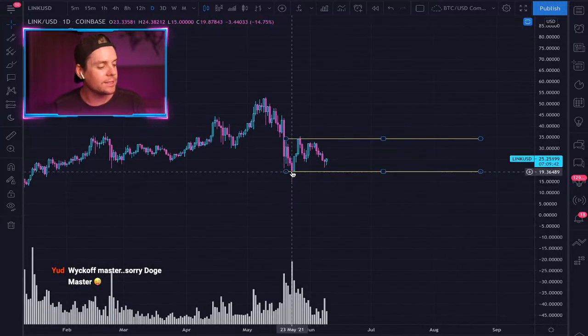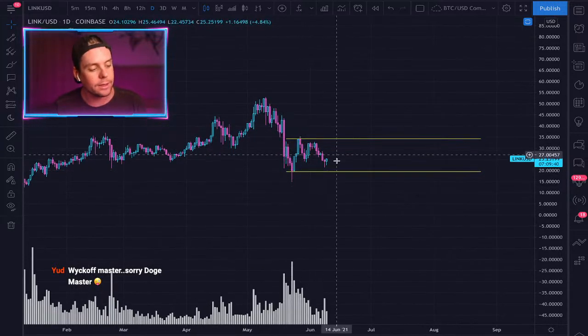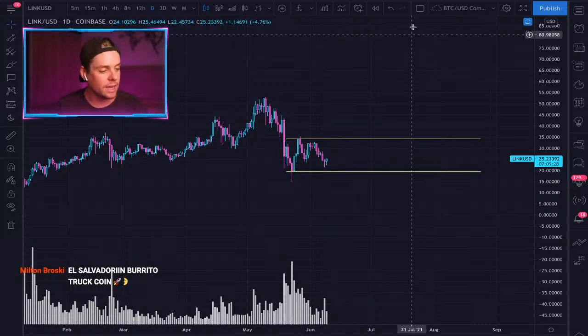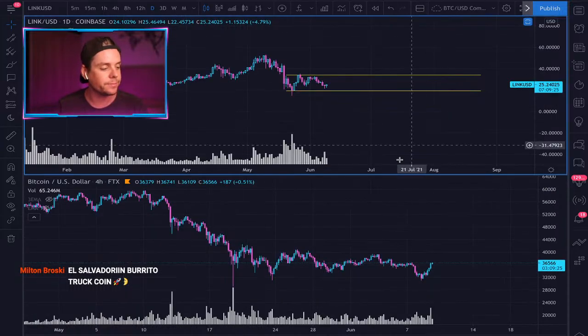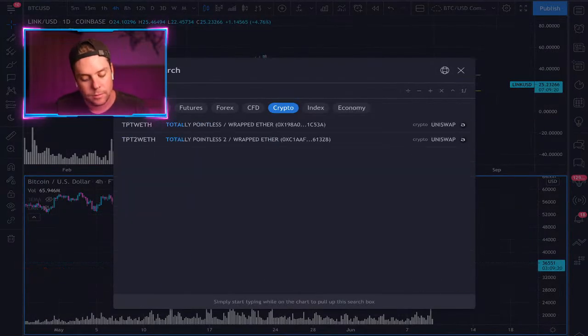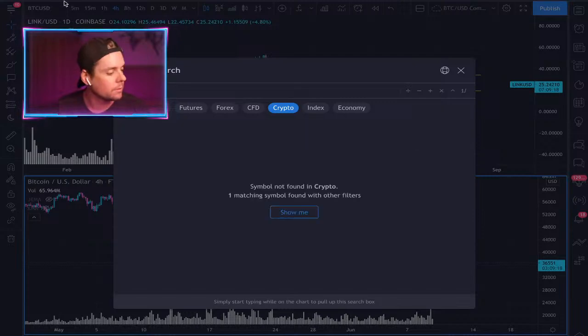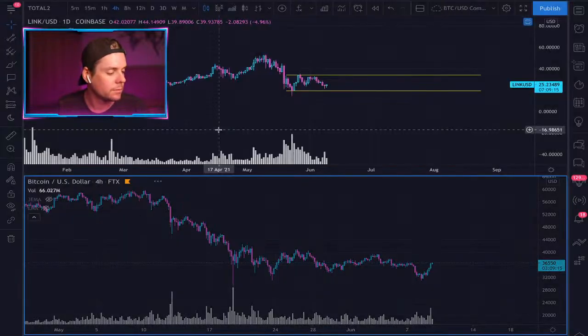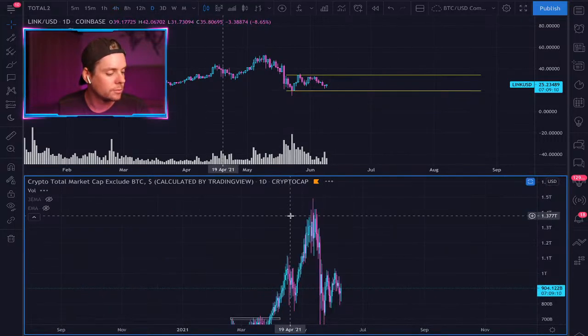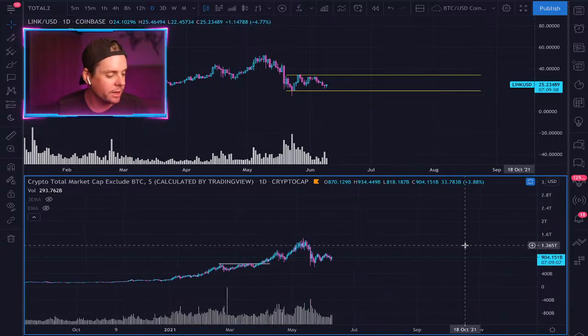So seller's climax, automatic rally. Where's our secondary test? It's further along. It's less developed than a lot of the other assets that we're looking at. There's a lag here. It's taking its time. It's underperforming against the index, I would suspect. Let's take a look at the index. Yeah, it's underperforming against the index.